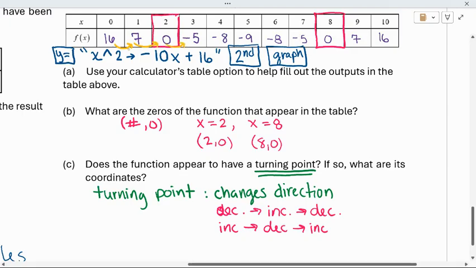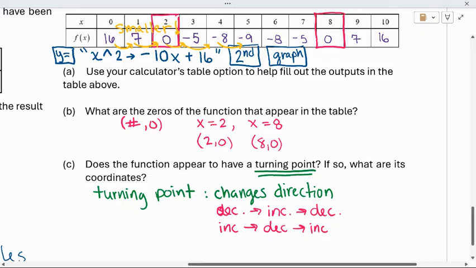From 16 to 7. Smaller. 7 to 0. Smaller. 0 to -5. Smaller. -5 is less than 0. -5 to -8. Still smaller. -8 to -9. Still smaller. All of this is getting smaller.